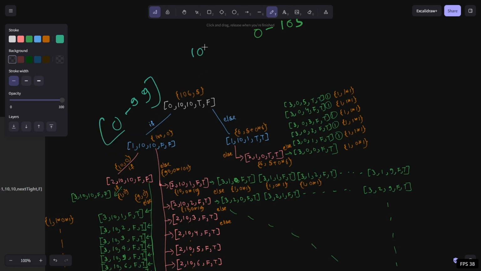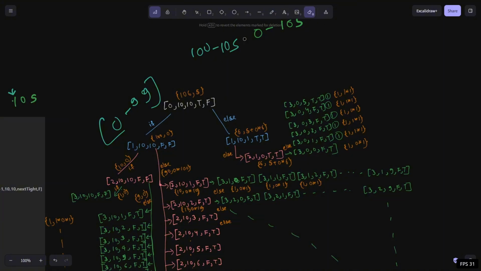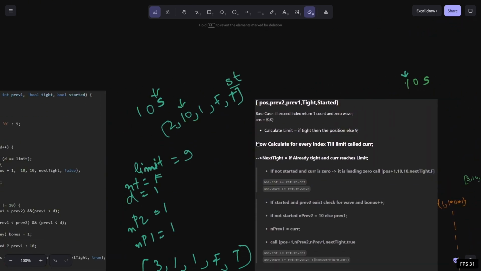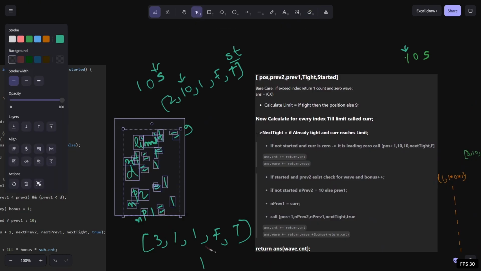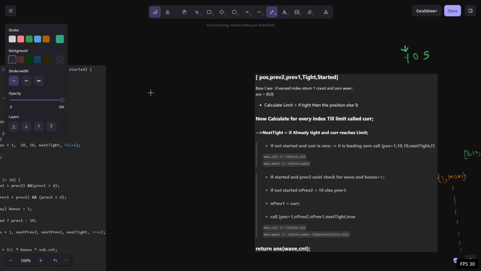Now we are left with 100 to 105. So how are those calls going to be made, because we are going to get waves there. So from here we left it at 110 true true. Let's call 110 true true and see what it is going to return. 110 true true for 105. We are at here.